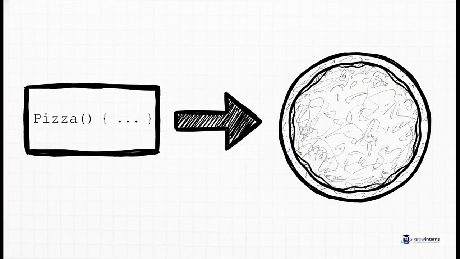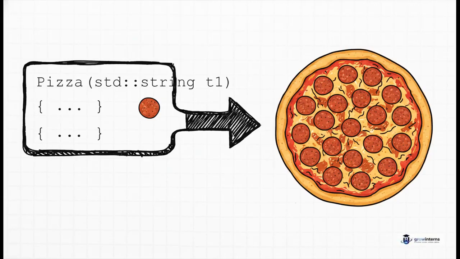So to handle that plain pizza order, we create a constructor that takes no arguments at all. When you create pizza 1 without anything in the parentheses, C++ is smart enough to know it needs to call this specific constructor. Now, for a pizza with 1 topping, we create a second overloaded constructor that accepts 1 string parameter. So when we create pizza 2 and pass in pepperoni, the compiler correctly matches it to this version of the constructor.